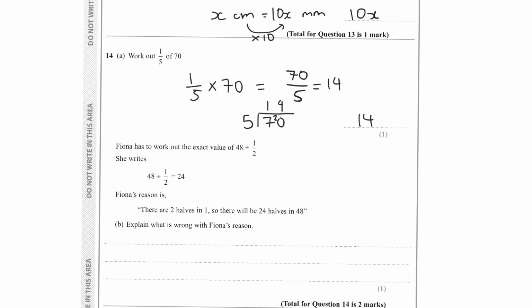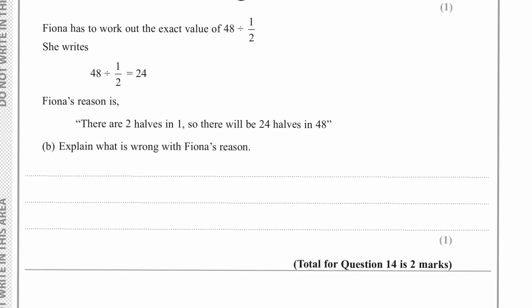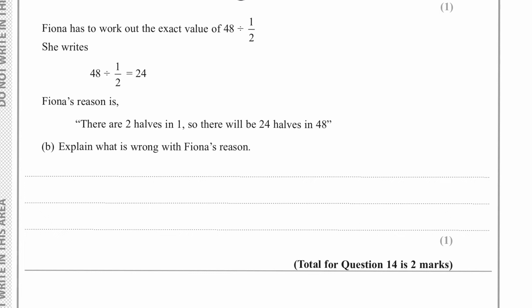Then it now says Fiona, our dearest Fiona, has to work out the value of 48 divided by a half, and she writes that 48 divided by a half is 24. Her reasoning is that there are 2 halves in 1, so there will be 24 halves in 48. Well, let's see if dearest Fiona is correct.